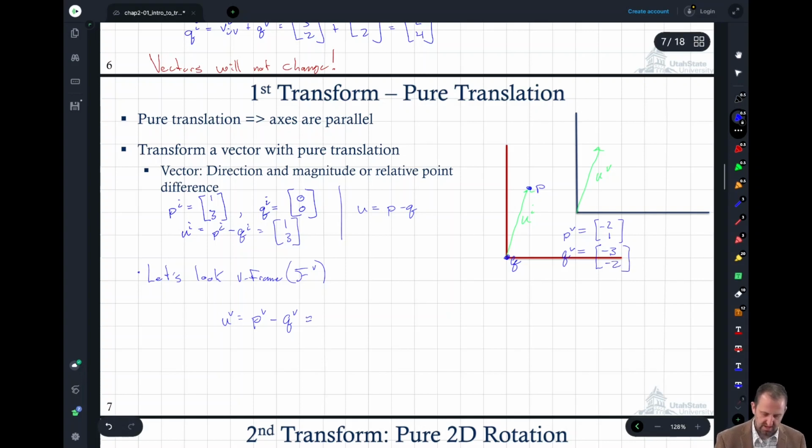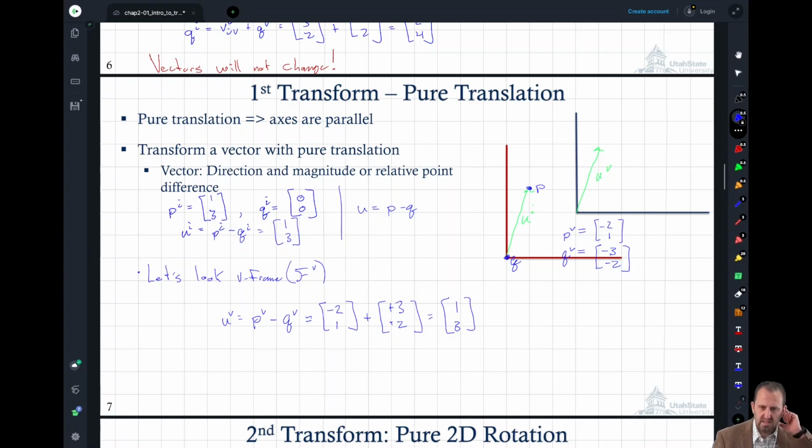Okay, so let's write that out. So we have (-2, 1) minus (-3, -2). Right? So this minus changes those things to positive, and we get (1, 3), which is exactly what we expected to get. So we can look at a vector again as just the difference between two points.